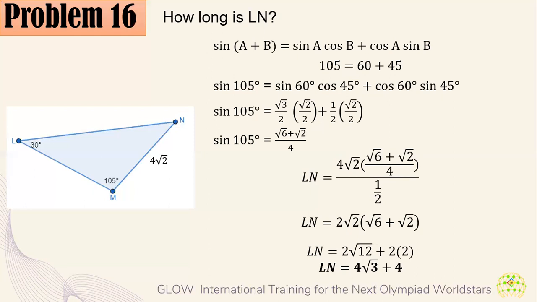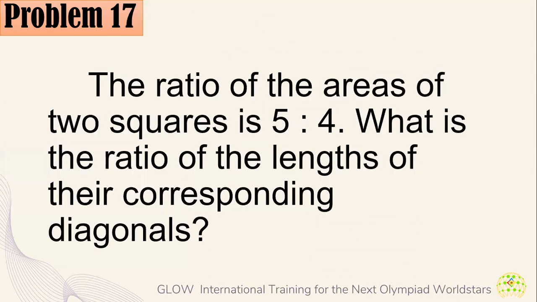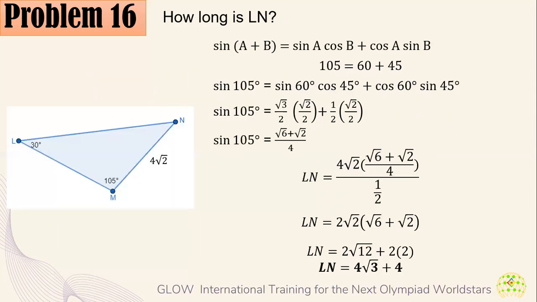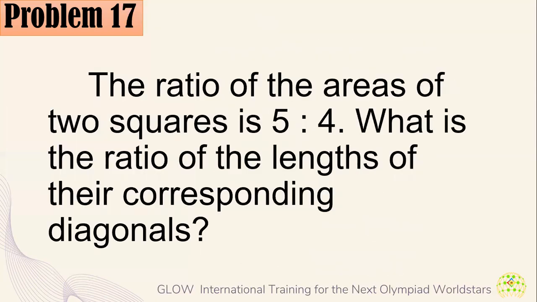Number 17. The ratio of the areas of two squares is 5:4. What is the ratio of the lengths of their corresponding diagonals? So for this purpose, maybe many of you will be solving for the exact lengths of the diagonals. You don't need to do that. Why?